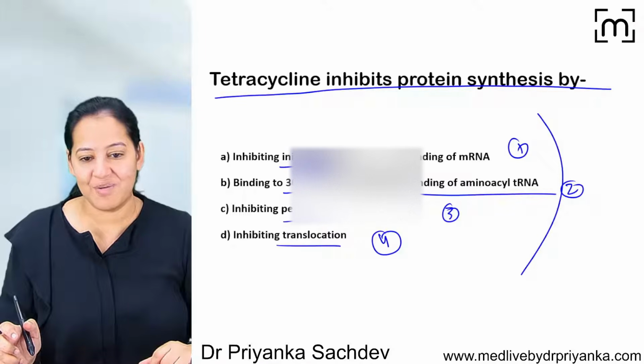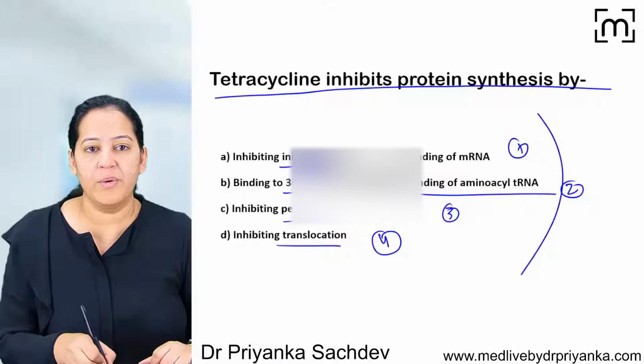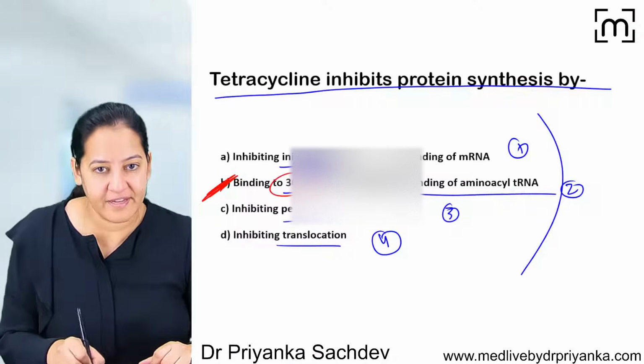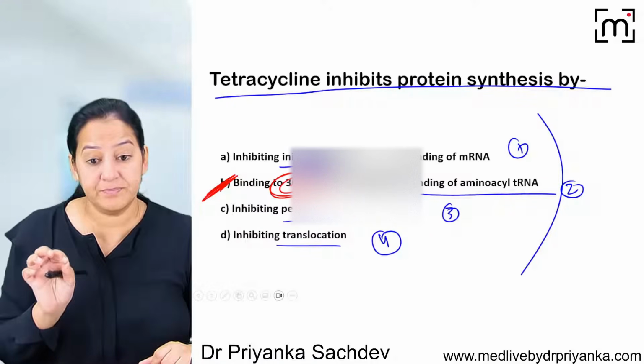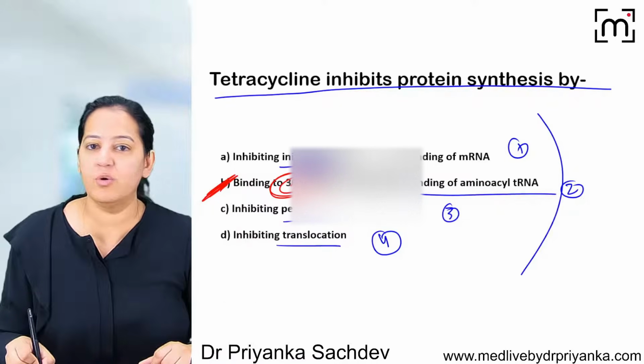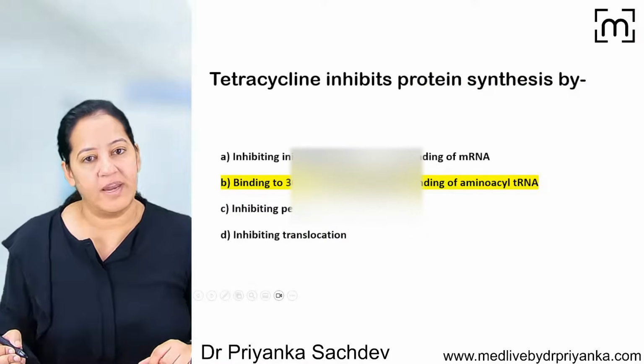Can you give the answer in the chat box, anyone, if you know? So I told you it blocks the second step. It binds with the 30S and it blocks the A site, so a new amino acid cannot come onto that. So the correct answer is B.